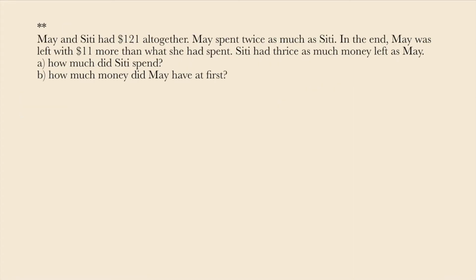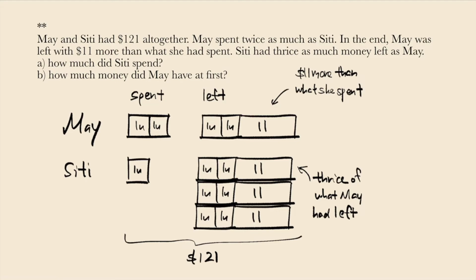May and City had $1-1 altogether. May spent twice as much as City. Okay, so let's show May spending being 2 units and City spending being 1 unit. May was left with $11 more than what she had spent. So this is May spending. What she had left was whatever she spent and $11.